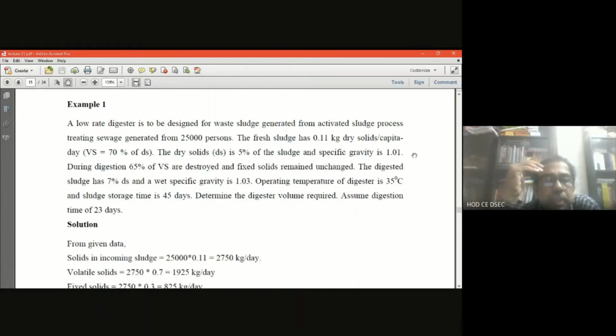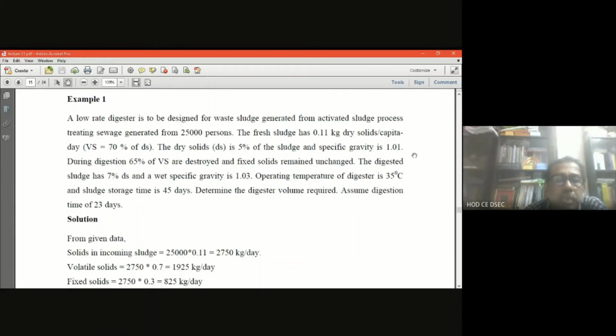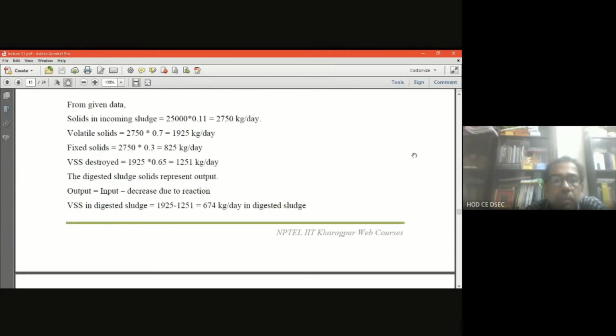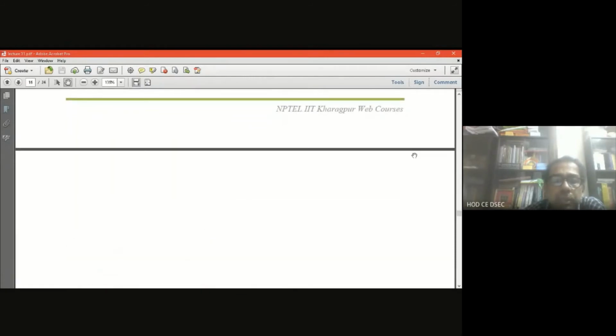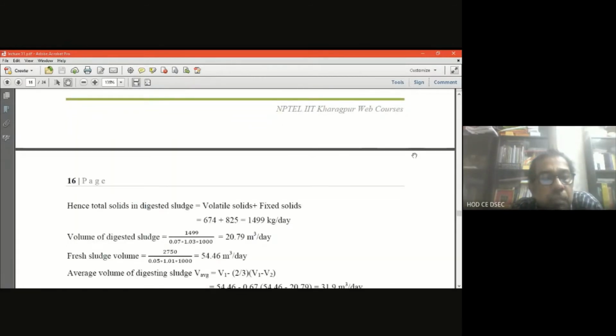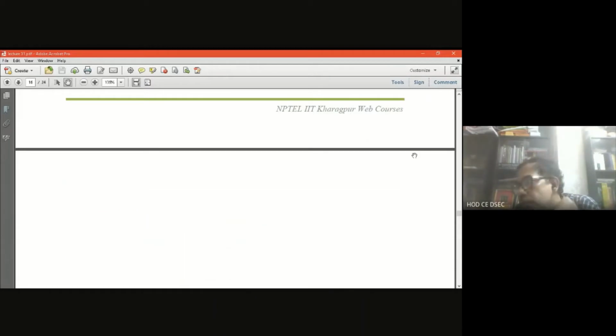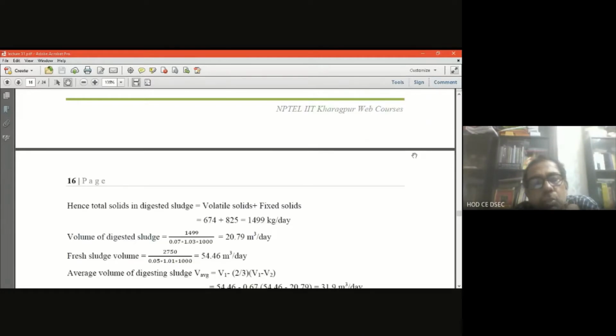What is the sludge volume? Taking care the specific gravity is 1.03. 1499 is the mass, that is the total solids of the digested sludge, the dry solids weight. So what will be the volume of the digested sludge? Because 7% of the sludge is the dry solid, simply 1499 divided by 0.07, 7%, then only you will get the sludge mass.